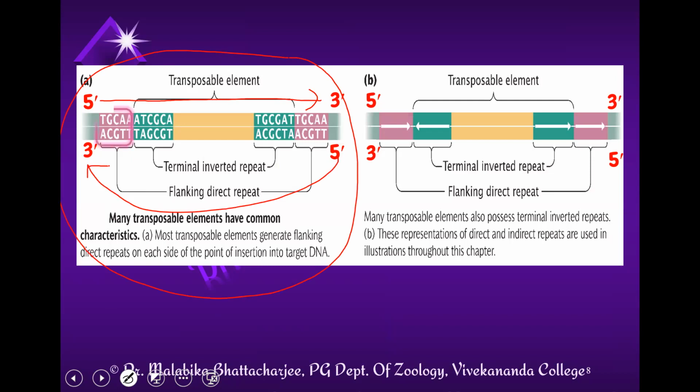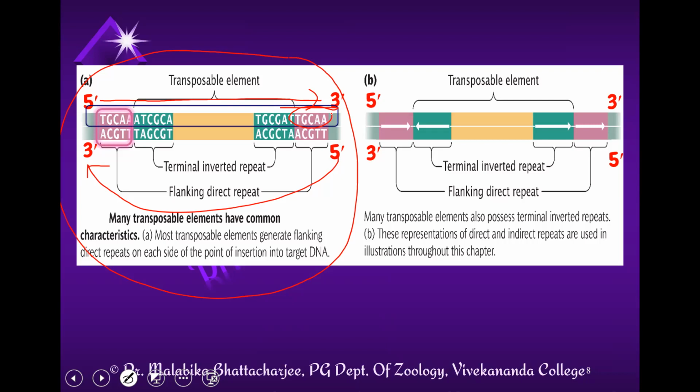Now, look at this repeat sequence. It reads TGCAA. And you can see on the 3' end also, it reads TGCAA. So for direct repeats, when we read the same strand in the 5' to 3' direction, on one end it is TGCAA, and on the other end it is also TGCAA.